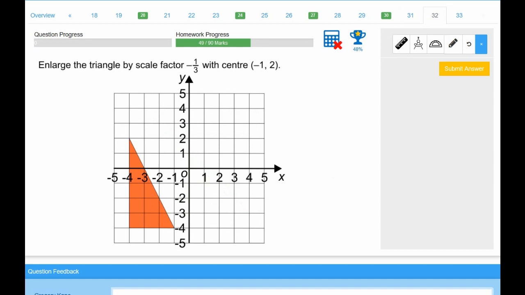Question 32, a little bit trickier and worth having a look at. So I have center -1, 2. There's my center.